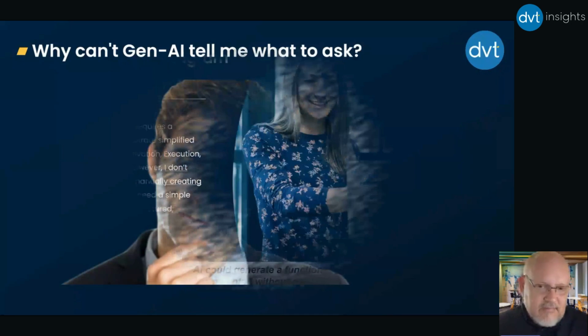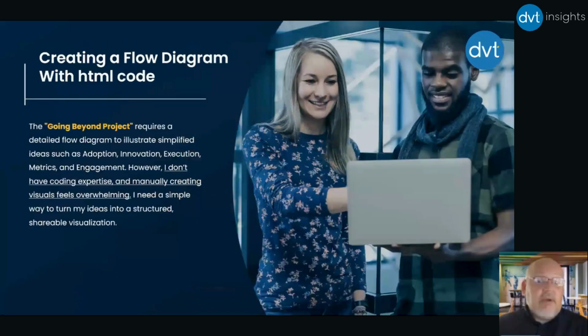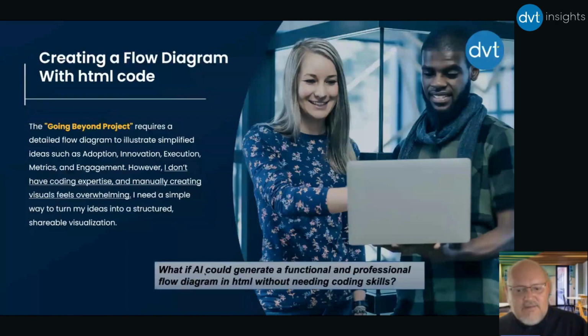So we've got this interesting solution here. We've got the Going Beyond projects, and we want to create a flow diagram with HTML code. It requires a detailed flow diagram to illustrate simplified ideas like adoption, innovation, execution, metrics, and engagement. However, I don't have coding experience, and manually creating visuals feels overwhelming. I need a simple way to turn my ideas into a structured, shareable visualization. What if AI can generate a functional and professional flow diagram in HTML without needing coding? So AI helps you. You've got this page. You can use it in a presentation very easily, or you can just copy and paste it in your presentation, just as an image visual. So it's a very, very simple process.